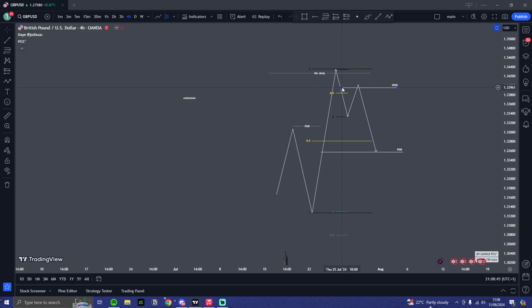Our IPDR can be a 15-minute imbalance or 15-minute order block, and our PDRs can also be higher time frame imbalances. However, we mostly just use the 15-minute for valid levels.